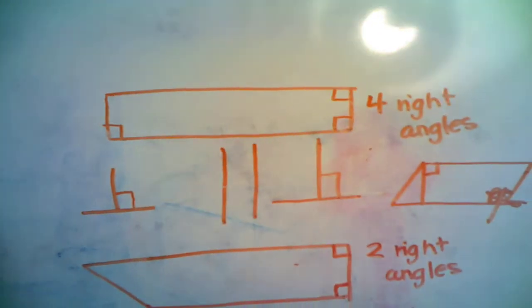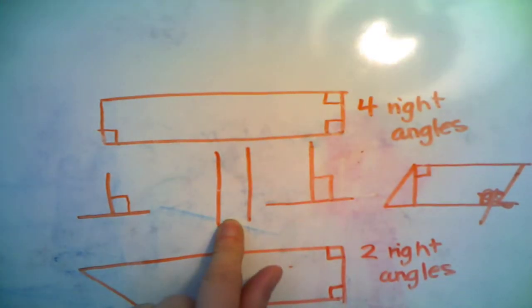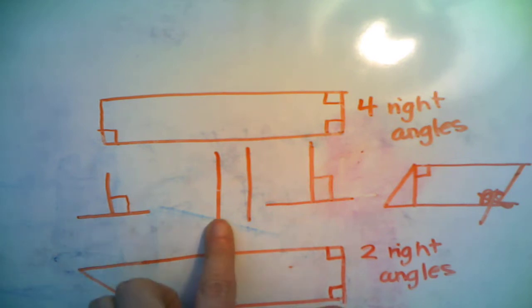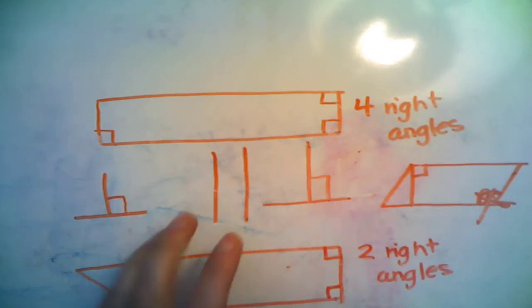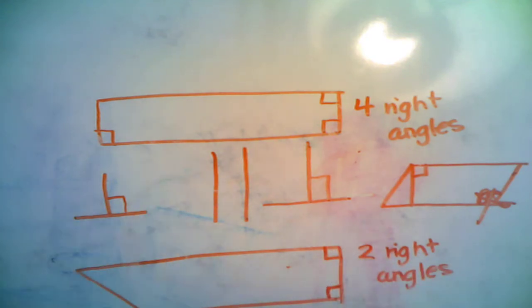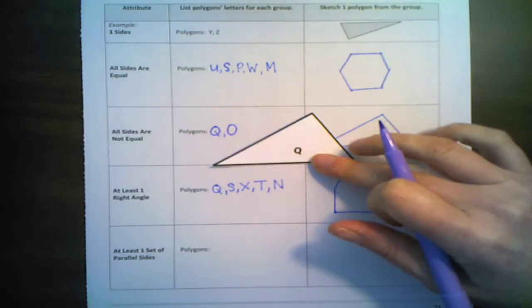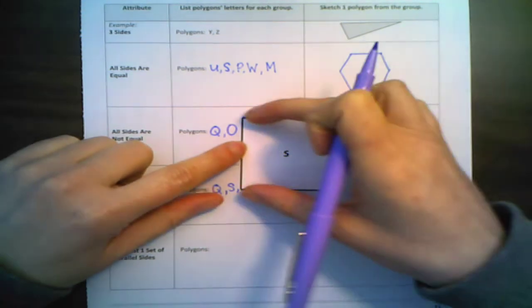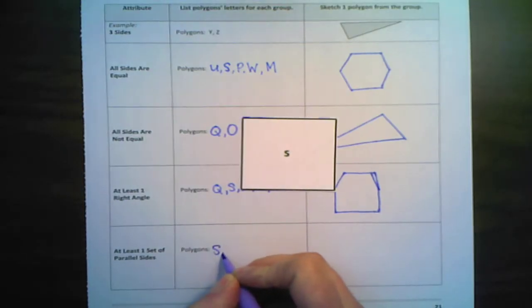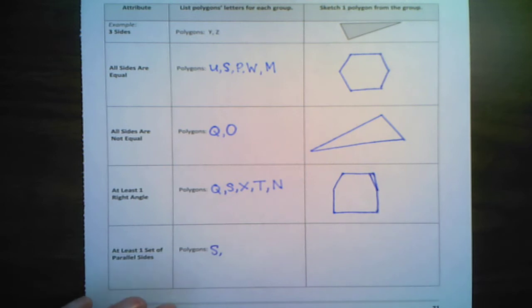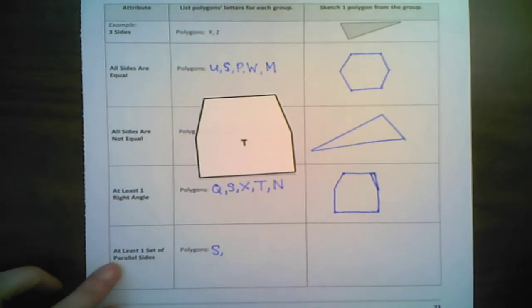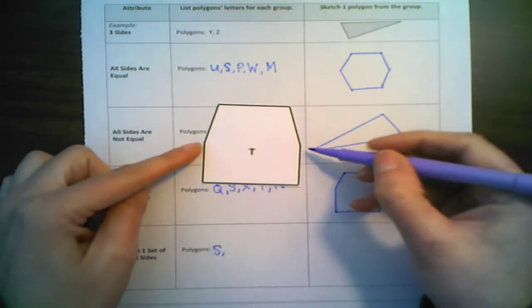Remember that we talked about parallel like this. These are parallel lines. These are perpendicular. What's unique about parallel lines is that they will never touch. If they go on and on forever, they will never touch. Parallel. Okay. So right away, we know that none of these lines in Q are parallel. No sets. Goodbye. How about S? Yes, two sets. S qualifies.